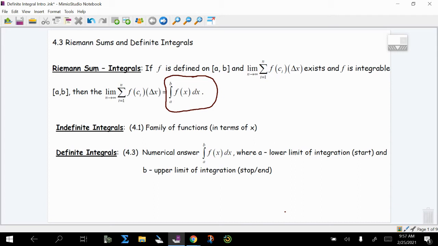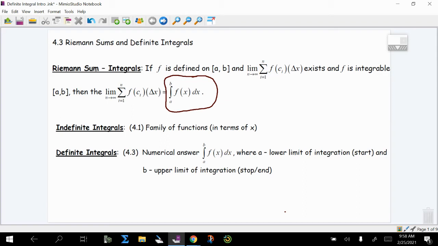Everything we did in section 4.1 was called an indefinite integral. Indefinite integral means that when you integrate, you get an answer that's still in terms of x. We call it a family of functions. Our switch now is to look at something called a definite integral. In 4.3, the focus is all definite integrals. This is when you actually get a numerical answer, and you'll notice the integration symbol has numbers below and above it. We call those the boundary numbers or the limit numbers.